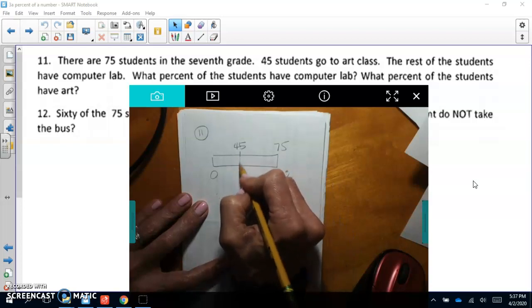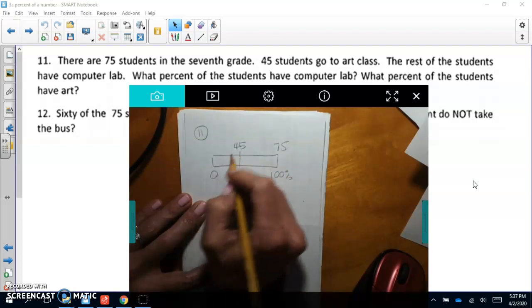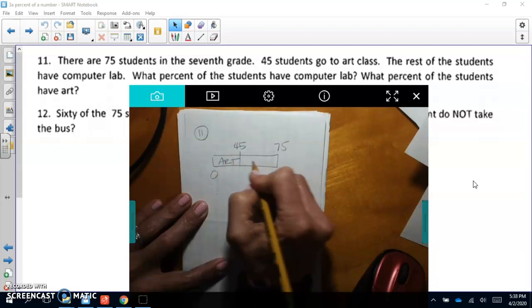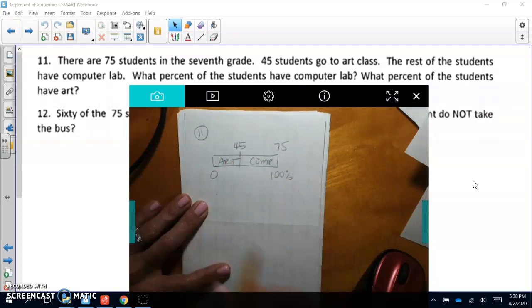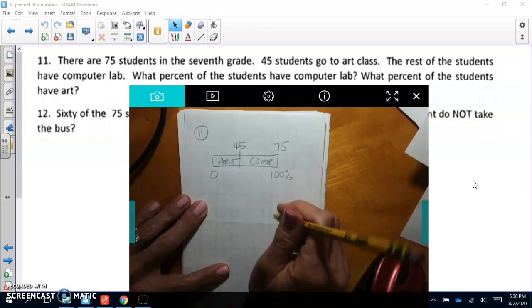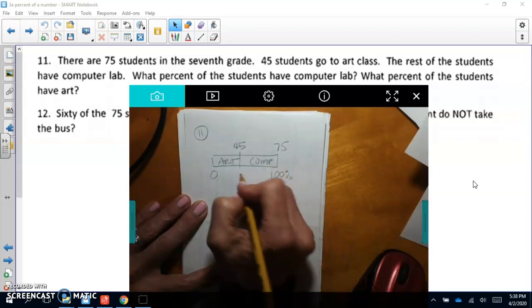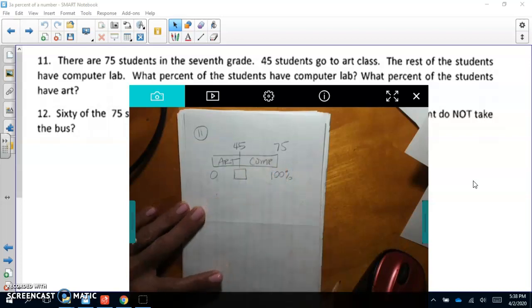So if we know this part, this right here, they go to art, and this goes to computer. And the rest, what percent of the students have computer lab? All right, what percent of the students have art? So we want to find out what percent that is right there.